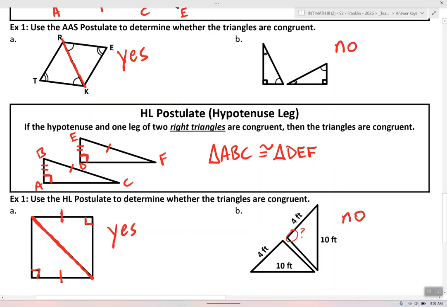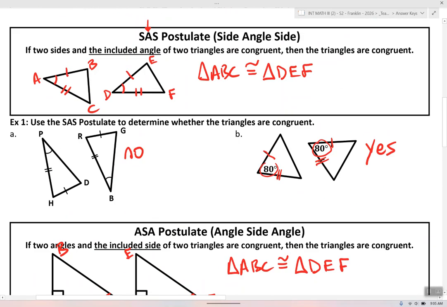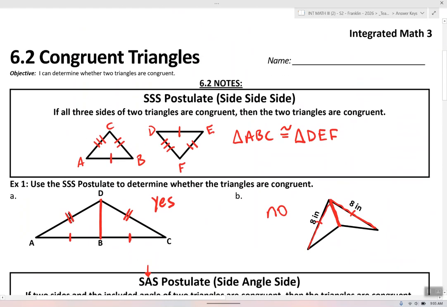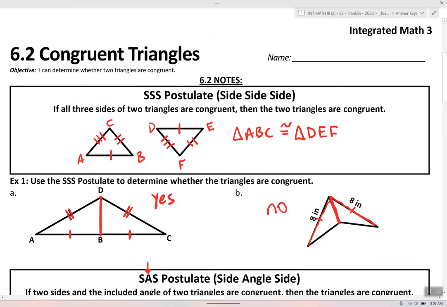Okay, so those are five postulates you can use to determine if two triangles are congruent. Now, if you have all the information, all three sides and all three angles, obviously those triangles are congruent. But with limited information, we can use these postulates to determine congruency without having all the information for those triangles.